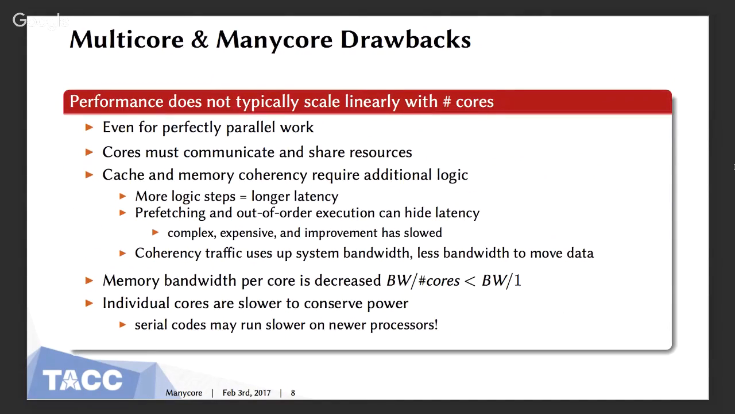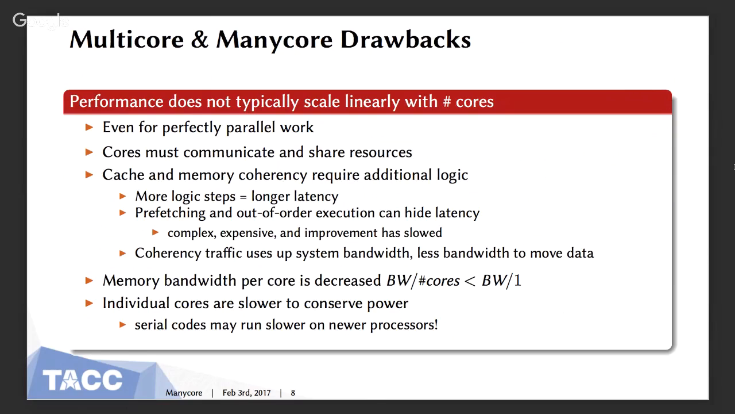Some of the drawbacks with multi-core and many-core is that performance does not typically scale linearly with the number of cores, even if the work that you're doing isn't perfectly parallel, or what they call embarrassingly parallel. This is because the cores, like I said, share resources like the memory and the caches. They have to communicate with each other to maintain coherency between the memory and the caches. Adding that coherency requires additional logic. So now you've got more logic steps involved with everything that you try to do. And this results in a longer latency between executions of different instructions.